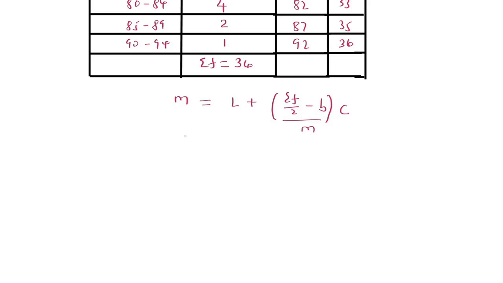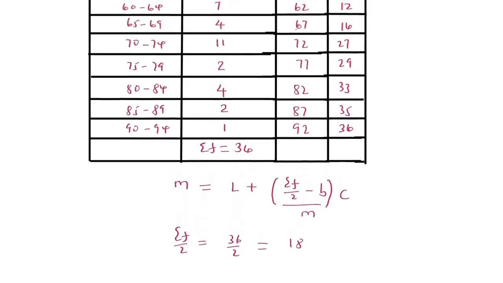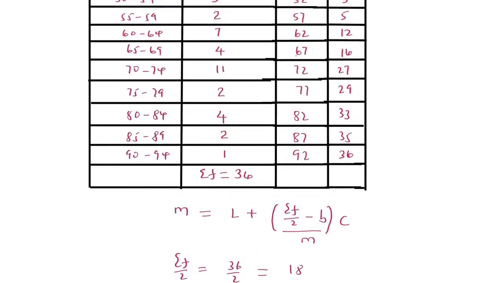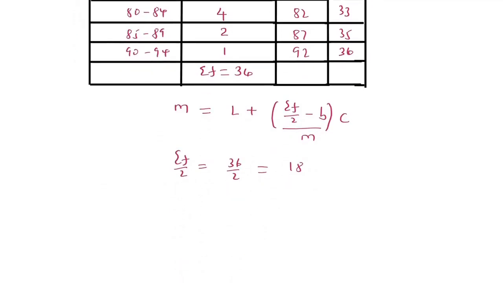To identify the median class, we are going to look for where the value of summation of F over 2 falls among the cumulative frequencies. Summation of F over 2 equals 36 over 2, which equals 18. We can see that 18 falls within the 27 cumulative frequency, and the class for this row is 70 to 74, and this is the median class.